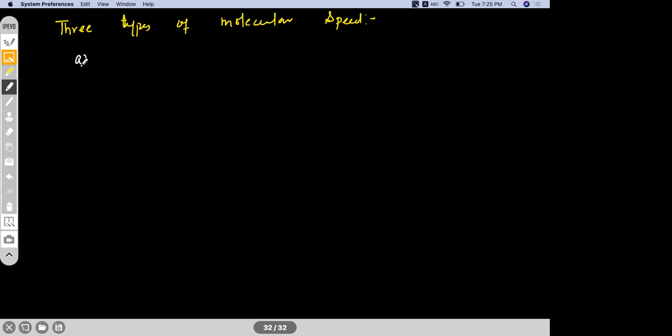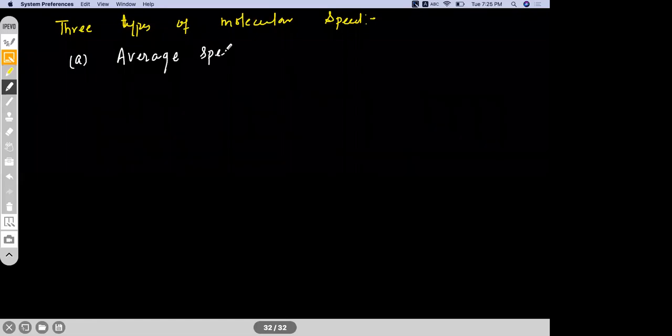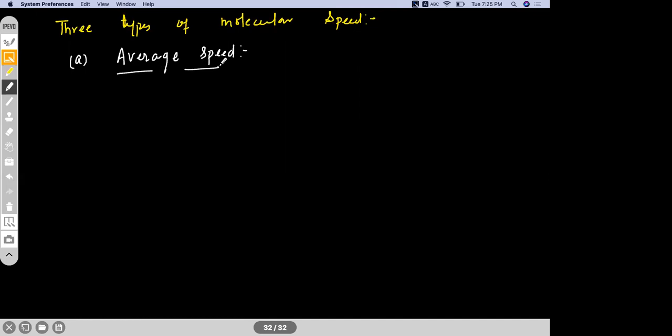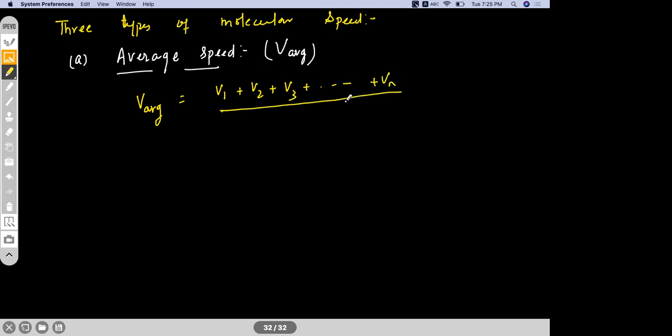The first type of molecular speed we have, we call it average speed. Average speed is represented as V average. Suppose we have 10 molecules moving with V1, V2, V3, up to V10, like that, okay? So what is V average? Simply the average formula, you need to write it down. V average is equal to V1 plus V2 plus V3 up to Vn, divided by the number of gases, that is N. V average is this, okay?